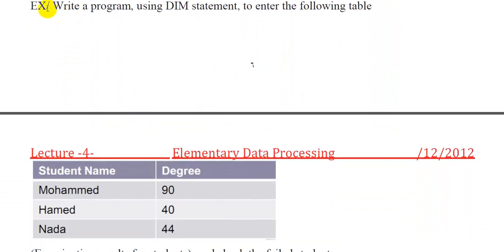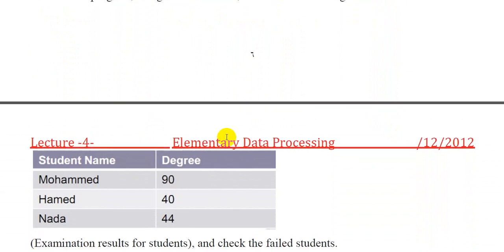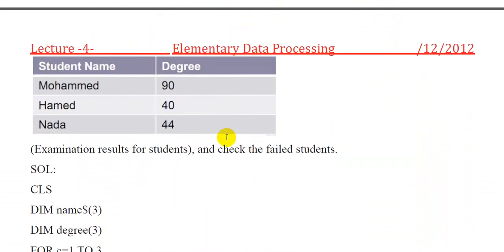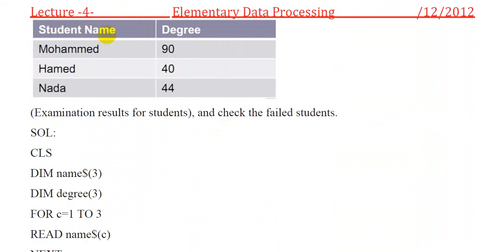Example to be considered here. Write the program using dim statement to enter the following table. The following table is scheduled as follows. Let's perform elementary data processing, student name, degree, and Mohammed and Hamid and Nada. For Hamid 40, for Mohammed 40, for Hamid 90, as well as 44 here for Nada.